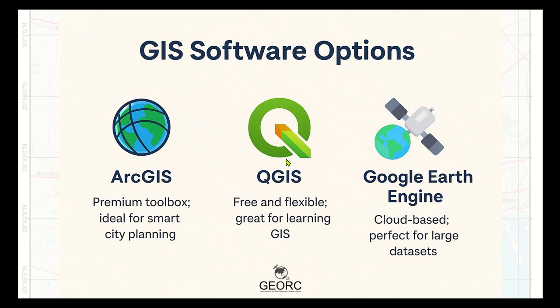Next is QGIS. QGIS is free and open source. That means anyone can download and use it without cost. It is simple, flexible, and also has many plugins. For example, a student can use QGIS to map trees on a campus or study land cover changes. It is great for learning and research.